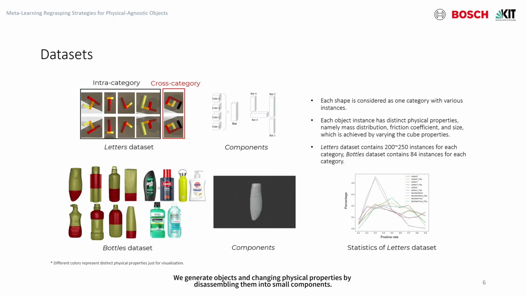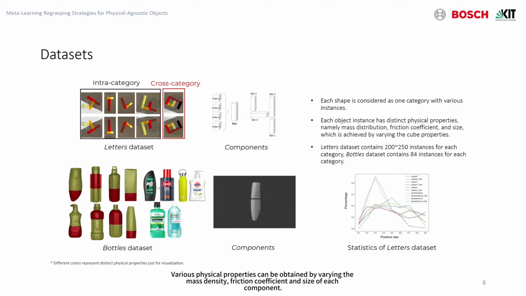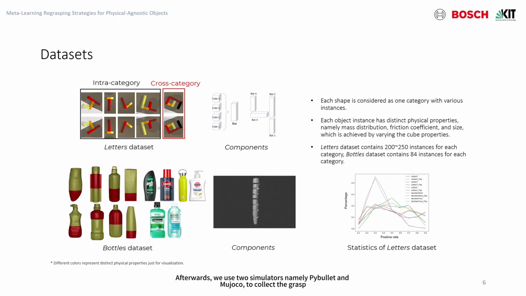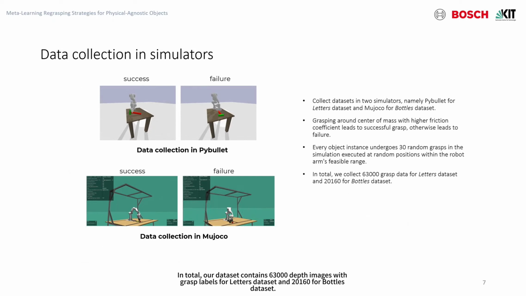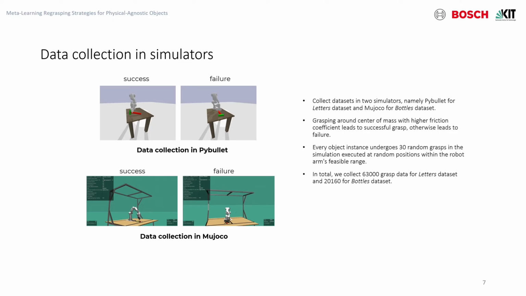We generate objects with changing physical properties by disassembling them into small components. Various physical properties can be obtained by varying the mass density, friction coefficient, and size of each component. Afterwards, we use two simulators, namely PyBullet and MuJoCo, to collect the grasp datasets by running the grasp manipulation on each object instance with 30 rollouts. In total, our dataset contains 63,000 depth images with grasp labels for the letters dataset and 20,160 for the bottles dataset.